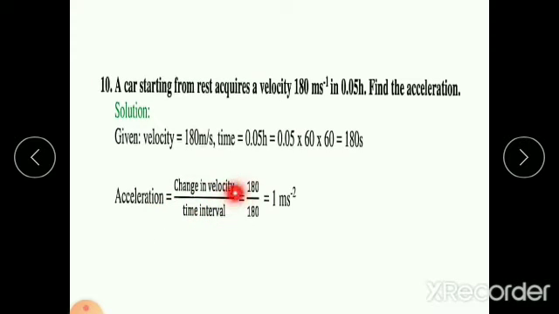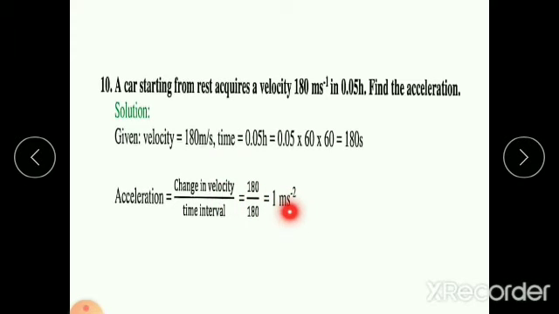Now you know the velocity as well as the time taken, right? So what is the velocity? 180 meter per second, and time is 180 seconds. So you substitute the values. 180 by 180, you get 1 meter per second square.